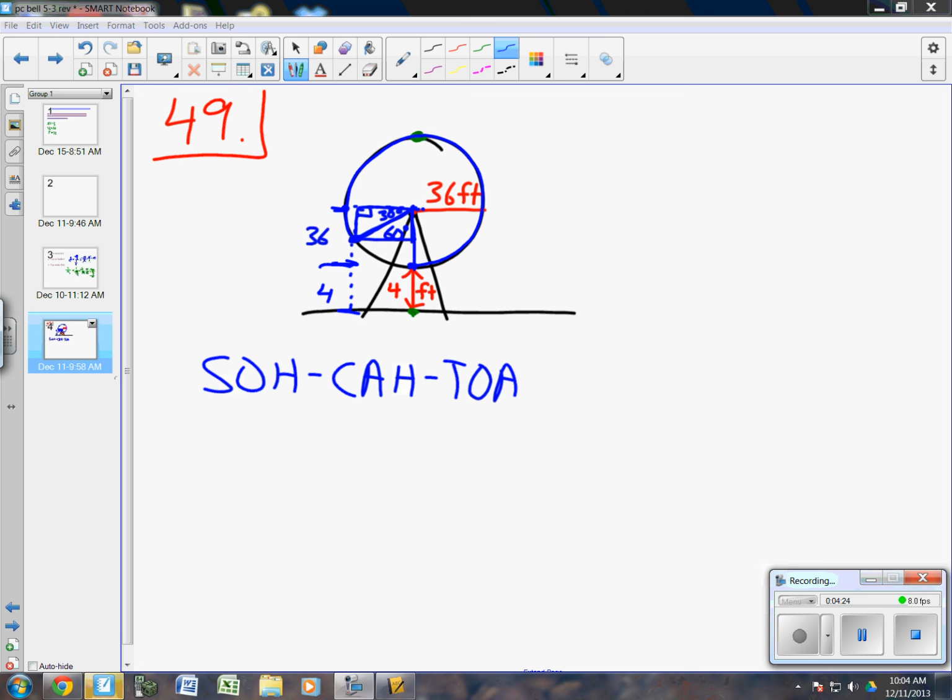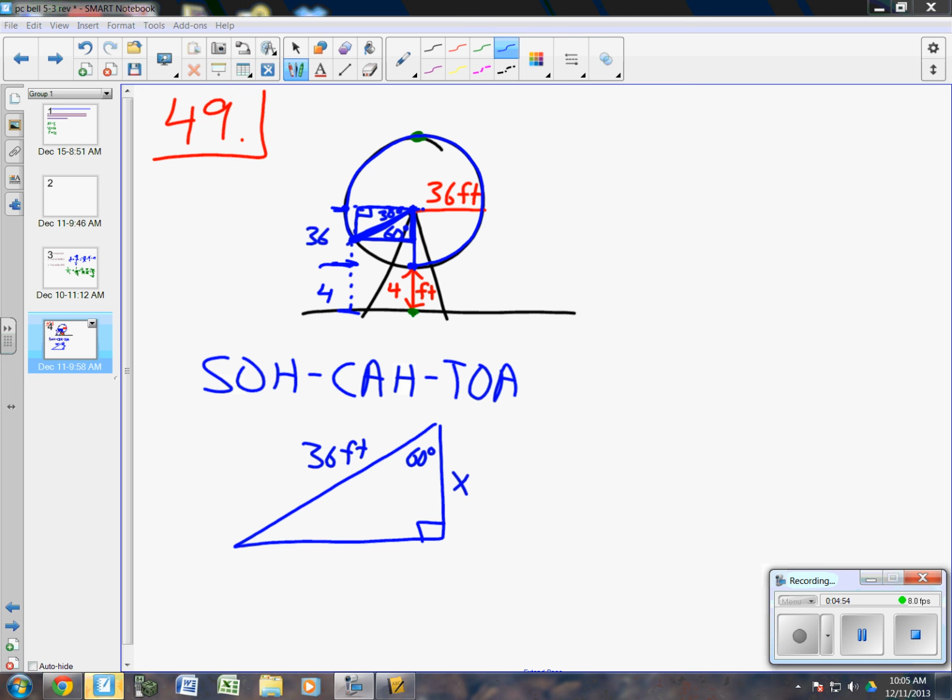Okay, so we're going to use SOHCAHTOA right here, you guys. I have this right triangle right here. Let's look at the 60-degree angle right here. We have the hypotenuse is 36. Let me draw it bigger up here. We have a 60-degree angle right here. We have the hypotenuse is 36 feet. I want to find that distance right there, right?